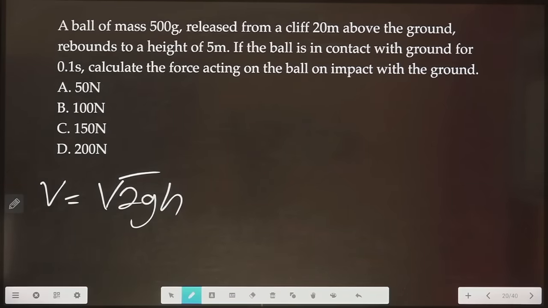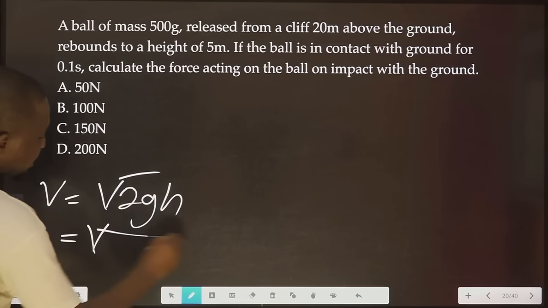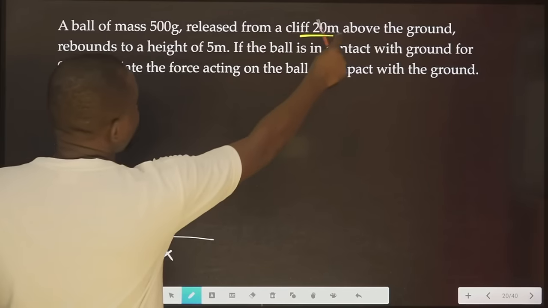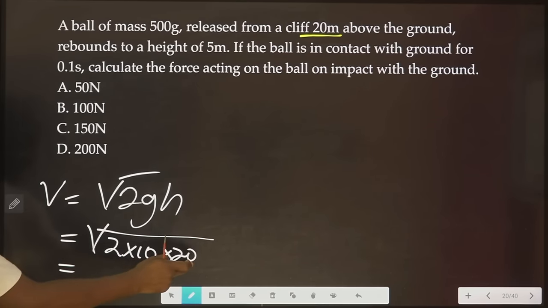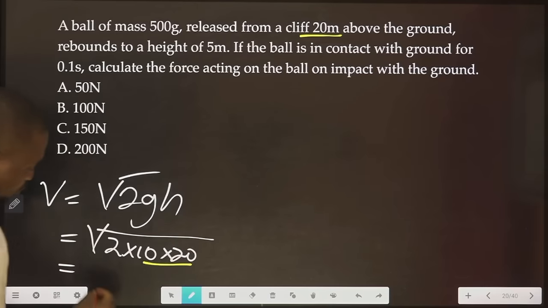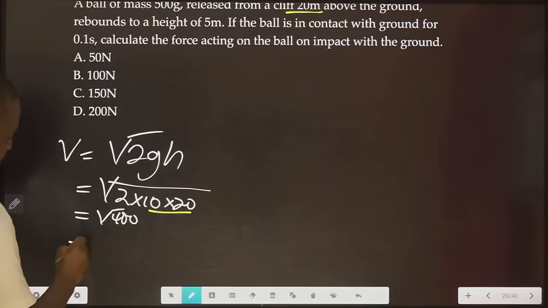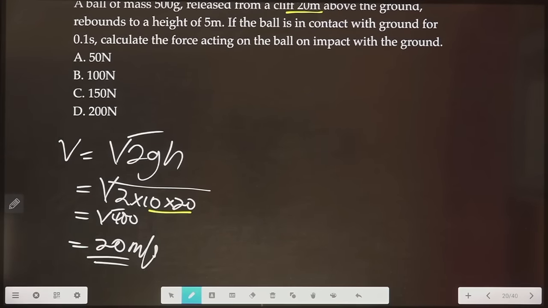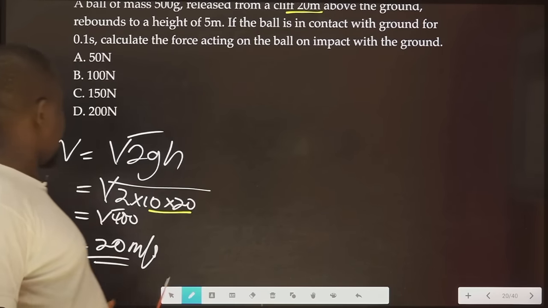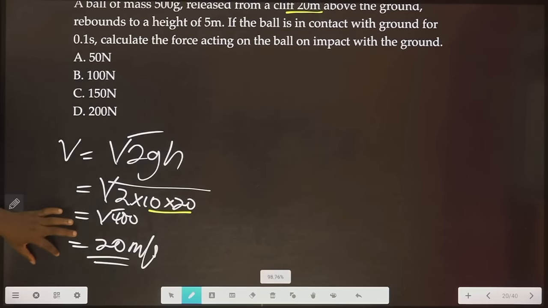So now, let's substitute. We're going to use 10 for this g. The height we are told to be what? To be 20. It means therefore, this is 200, 400. It means we have the square root of 400, which you agree with me, it is what? 20 meters per second. Okay? After we get this one, the next we need to get is the rebound velocity. Okay? The rebound velocity.